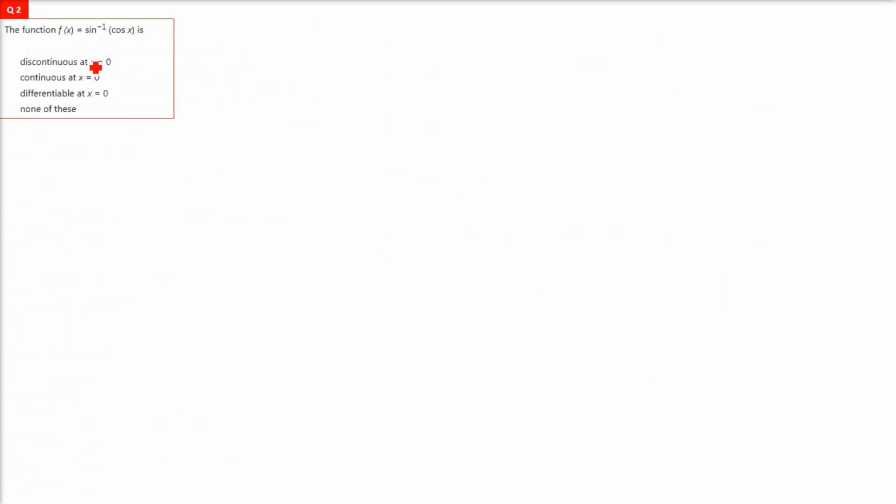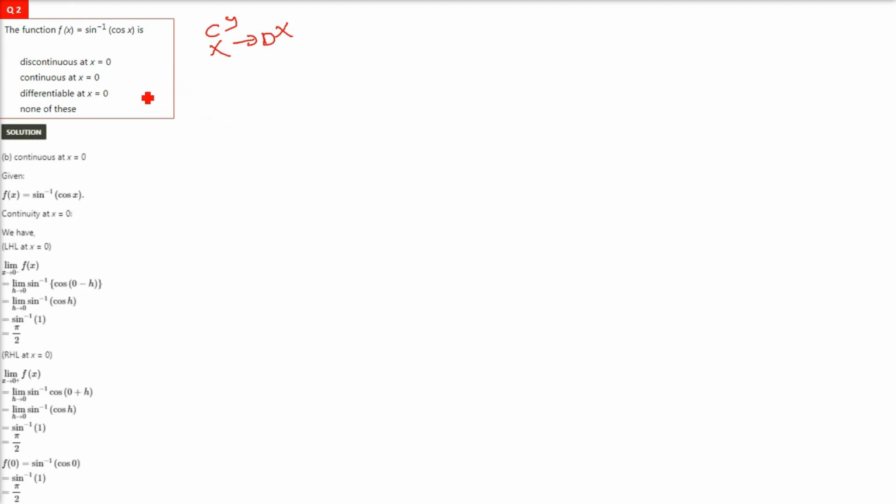The function f(x) equals sine inverse cos x is discontinuous at x equals 0, continuous at x equals 0, differentiable at x equals 0, none of these. So see, differentiability needs to be checked only after you have checked for continuity. But if you have checked directly for differentiability, and it is differentiable, you don't need to check for continuity, because it will obviously be continuous.